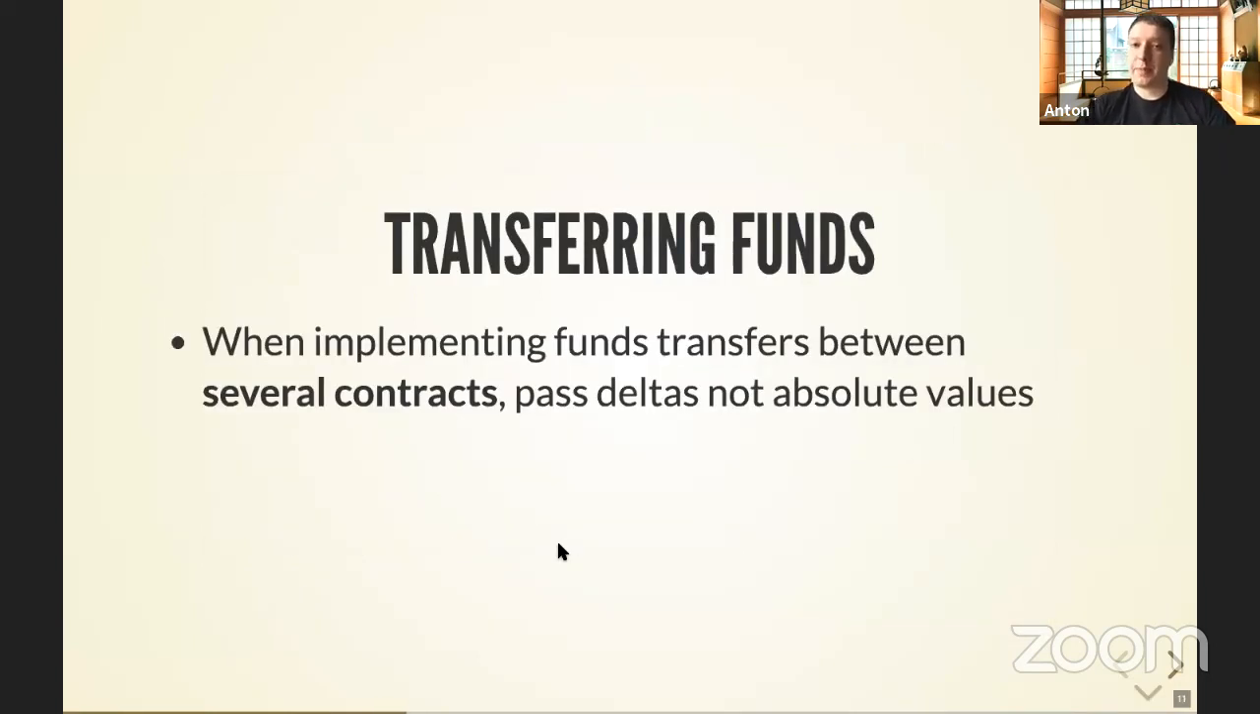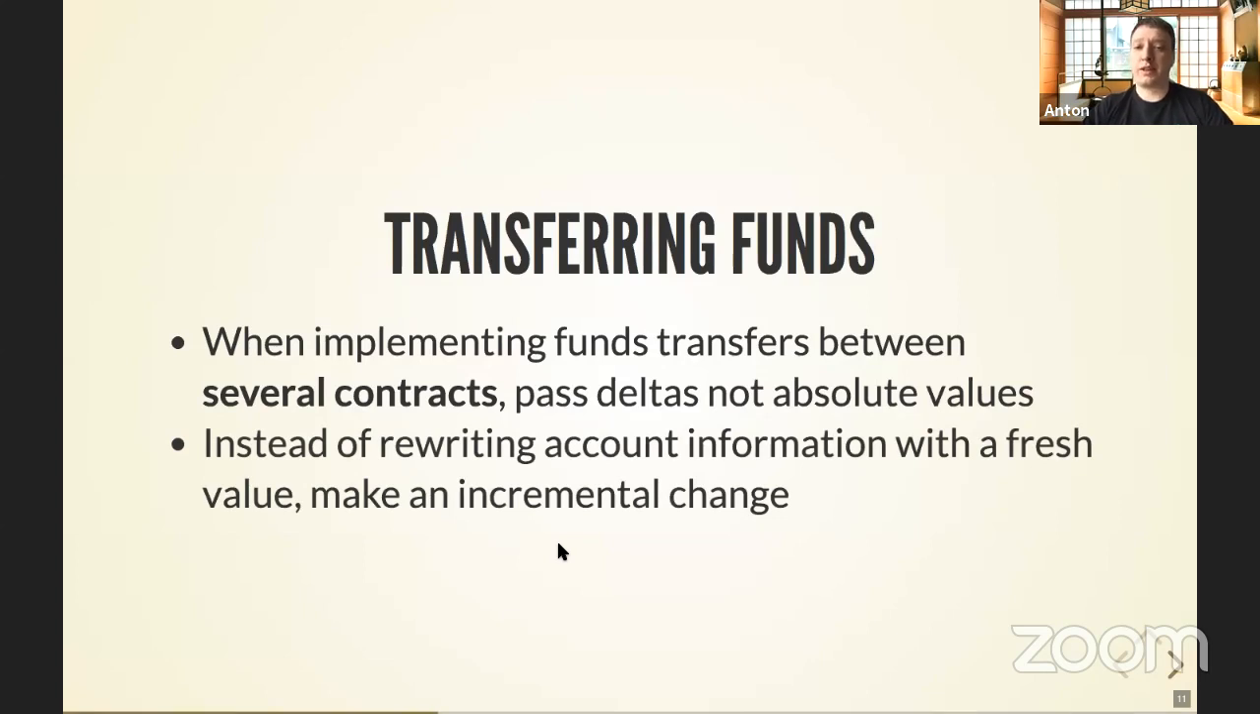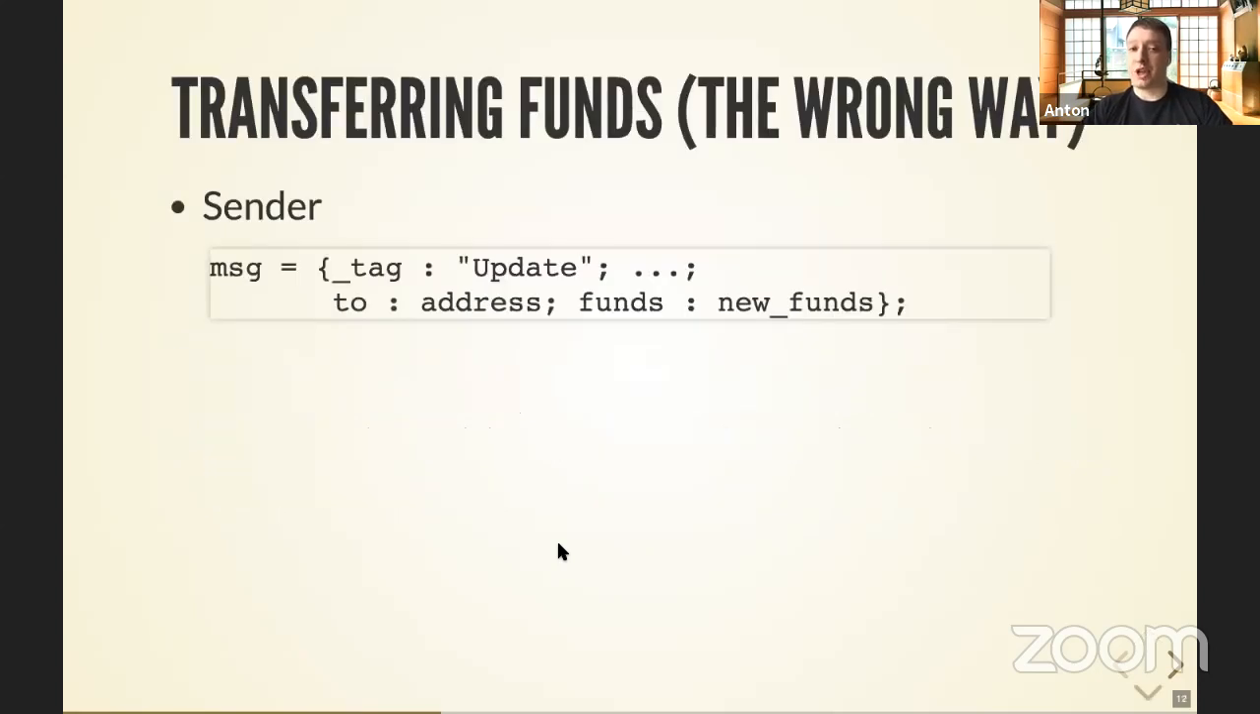Okay, moving on. So let's say you have several interacting contracts and you want to pass funds between them. So sometimes people pass absolute values. So they have some kind of accounts map or accounts associative array. They compute the absolute values of the amount of funds a particular account holds, and they pass that. So that's not very safe. Because when you do that, you basically override account information with fresh value instead of making an incremental change, right? And I'll be explaining in a bit how it can be bad for a contract.